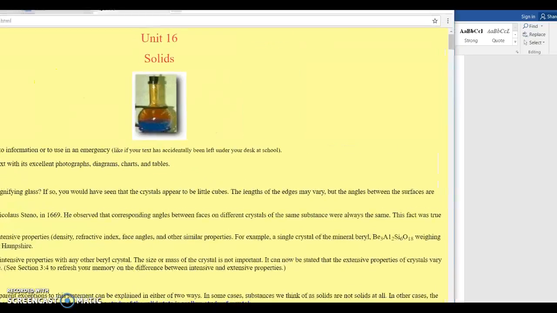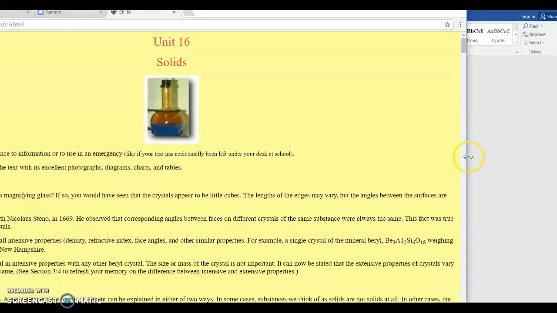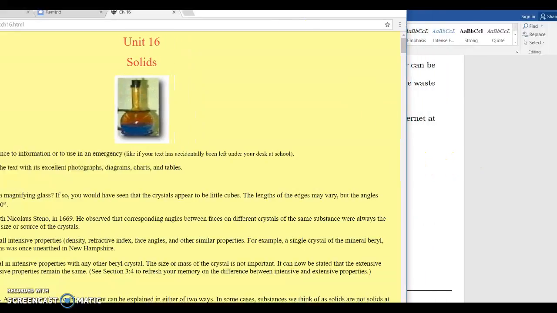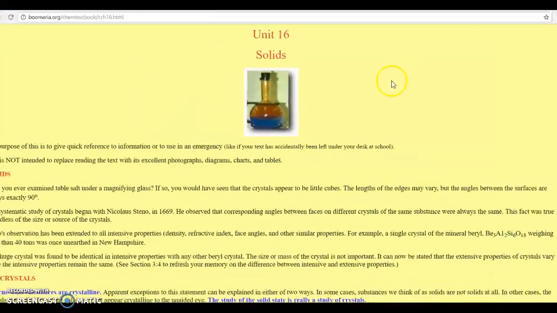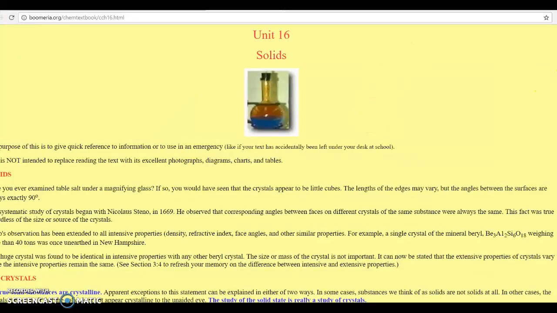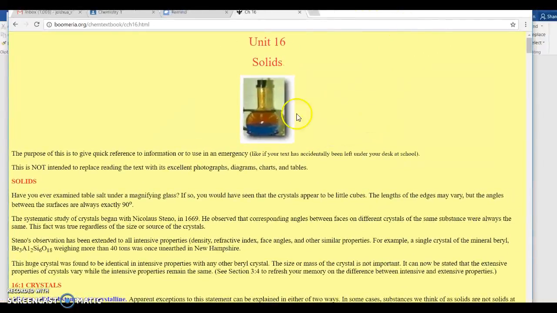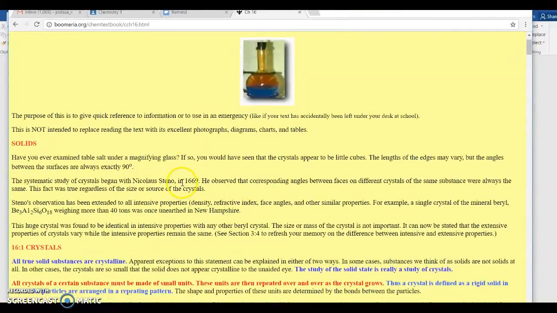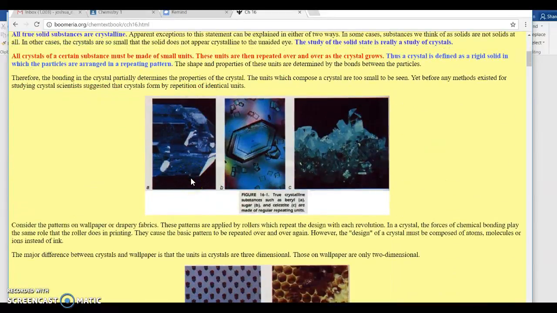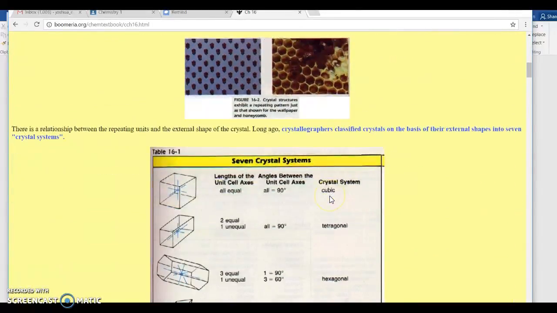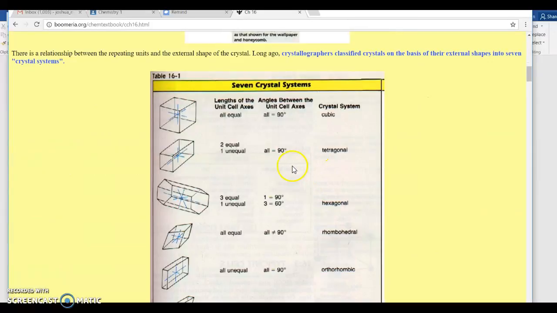Let me make it a little smaller so we can see the whole thing here. Sorry about that. There it is. Now it has all your readings and all these little charts and everything. And here's 16.1.